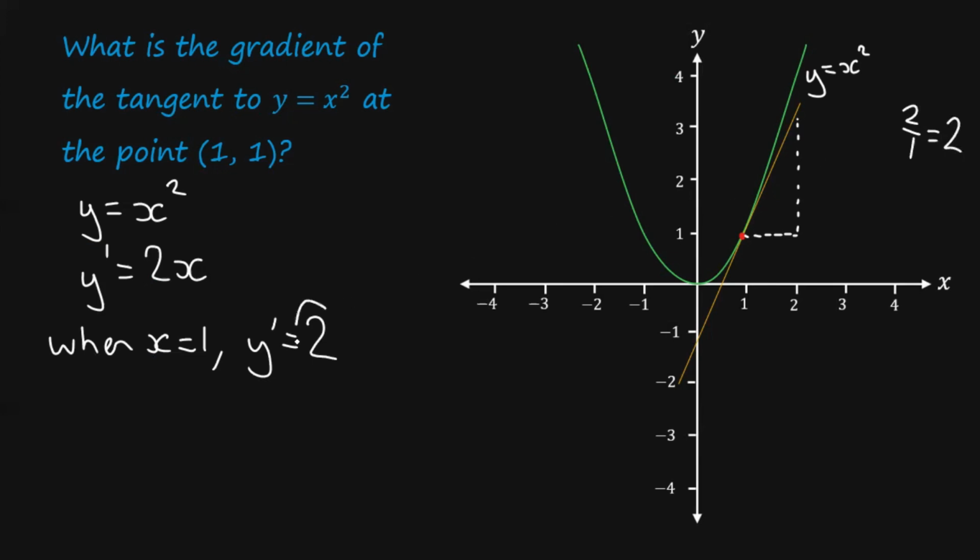And that's exactly what we found over here with our derivative. The derivative is useful here because there are going to be situations in the future where you can't do something like what I've just done here with the rise over the run. So you're going to have to use the derivative to calculate the gradient of the tangent.